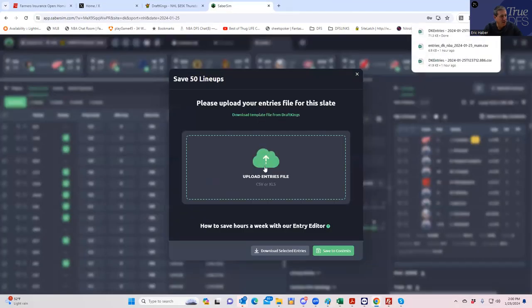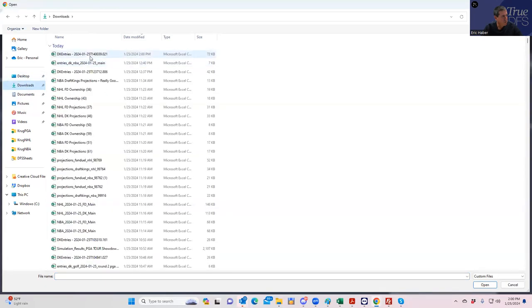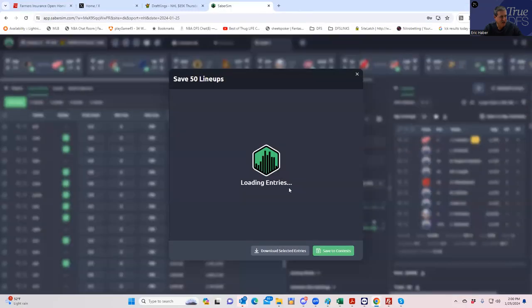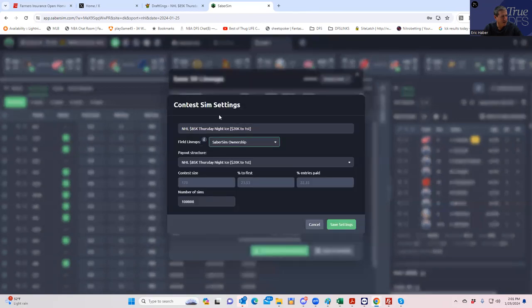Download our main template, which was basically dummy lineups. And then we will upload these for now. And then what we're going to do, just in case, let's just put them all in here, save them all. And then we want to right-click this and hit Add Contest.